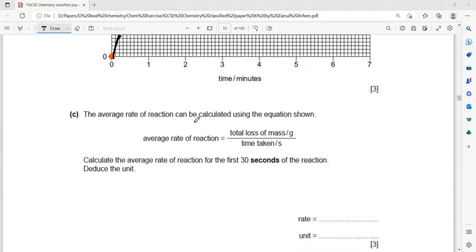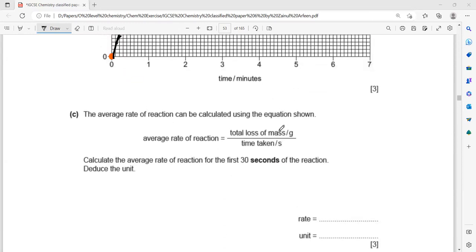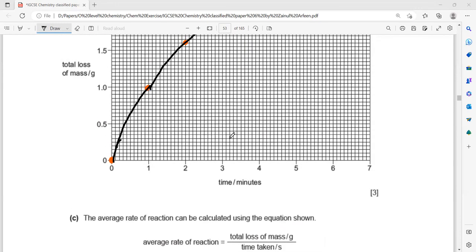The next part: the average rate of a reaction can be calculated using the equation, the total loss of mass divided by time. Calculate the average rate for the first 30 seconds. So you can use your graph.